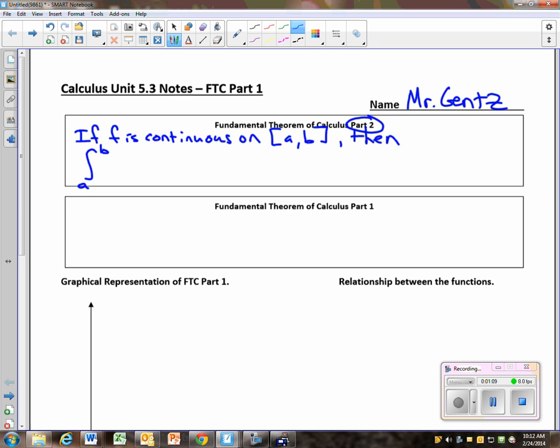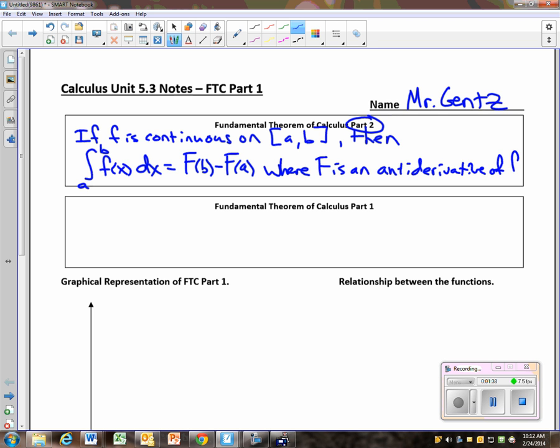the integral from a to b of f of x dx is equal to, you tell me, don't do it the hard way, do it the easy way, F of b minus F of a, where F is what? Good, is an antiderivative of f.